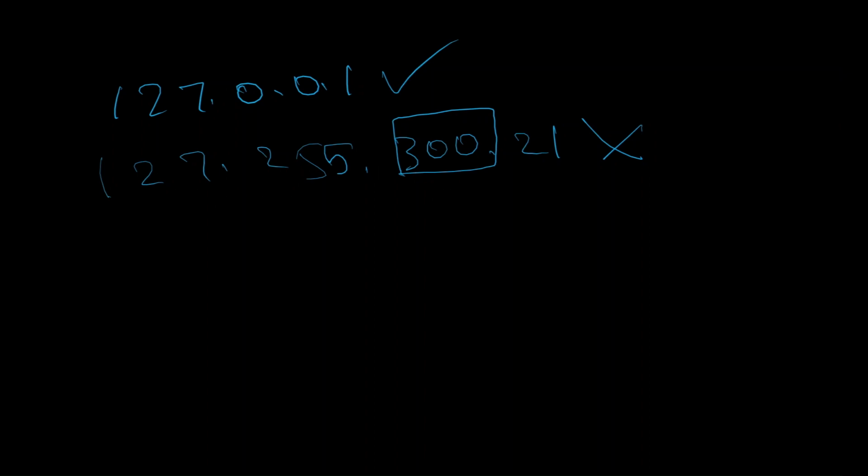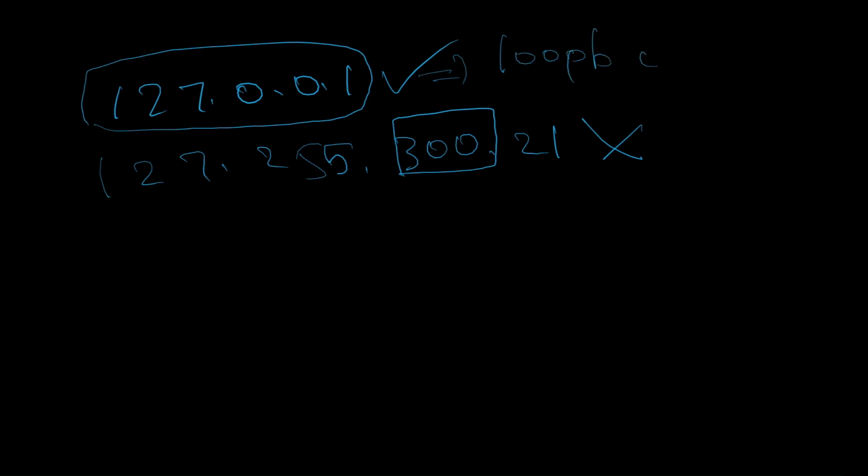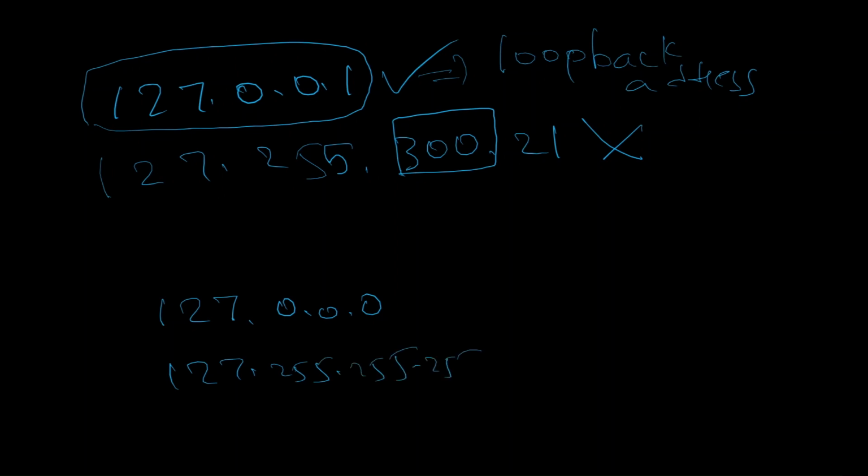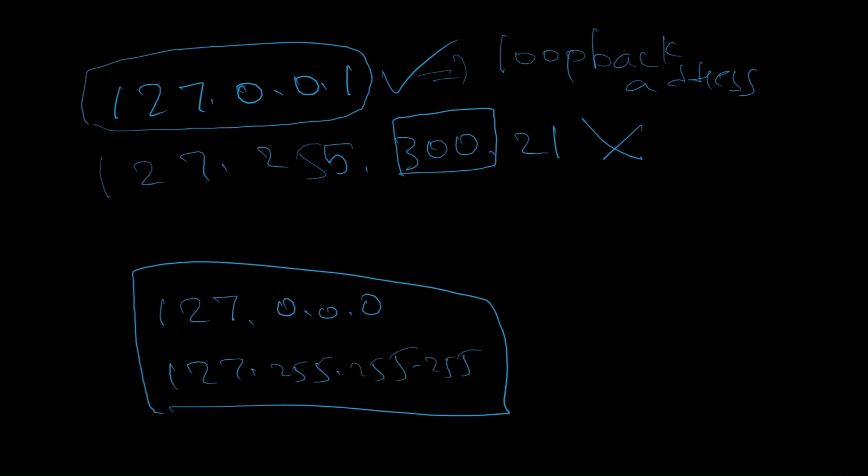The first address written over here is also called the loopback address. This is a special kind of IP address. All the IP addresses starting with 127, from 127.0.0.2 to 127.255.255.255, are used for special purposes. These are reserved, so they are not allocated to any host on any network. We can't allocate them, and so these are loopback addresses.